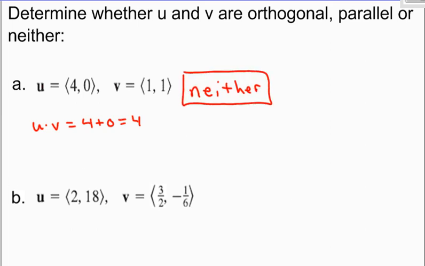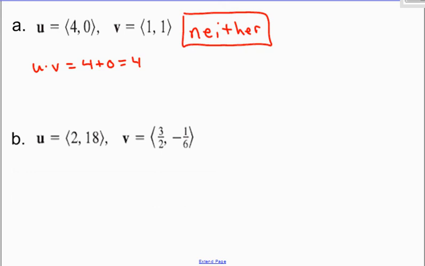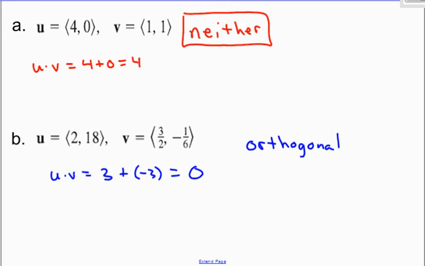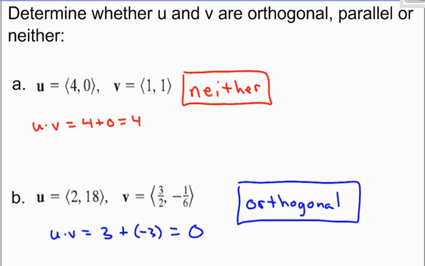And now here, to check these two vectors, first I'll check the dot product. 2 times 3/2 would be 3. 18 times negative 1 over 6 would be negative 3. 3 minus 3 is 0. These two vectors are orthogonal, or perpendicular. Orthogonal is the word they use when they're dealing with vectors to say perpendicular. The angle in between these two vectors would be 90 degrees.